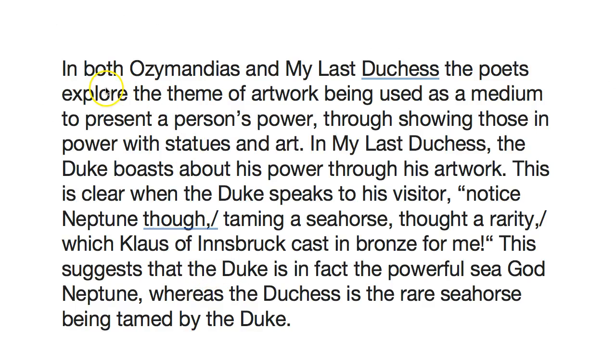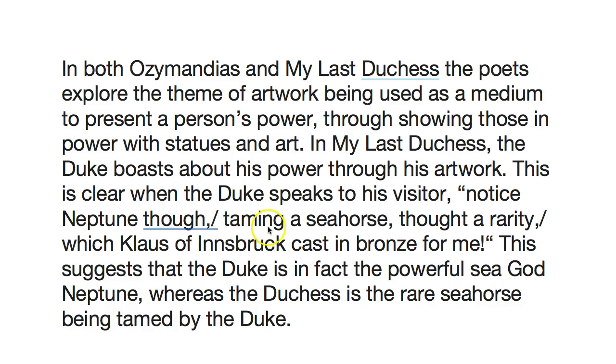However, in the next paragraph, he's now going to start introducing a much more thoughtful idea. Again, it's comparing the two poems. In both Ozymandias and My Last Duchess, the poets explore the theme of artwork being used as a medium to present a person's power, through showing those in power with statues and art. In My Last Duchess, the Duke boasts about his power through his artwork. This is clear when the Duke speaks to his visitor.